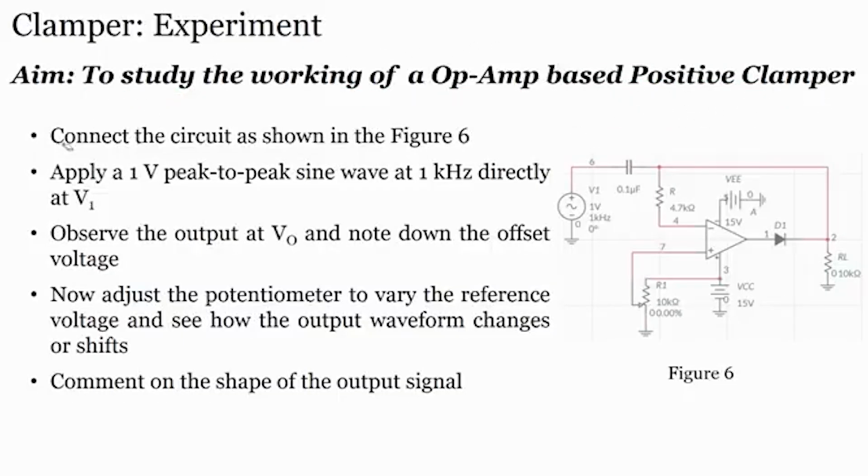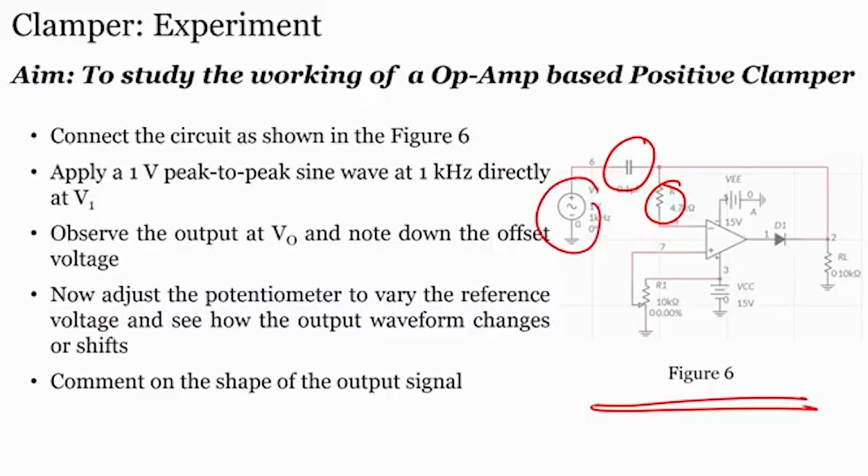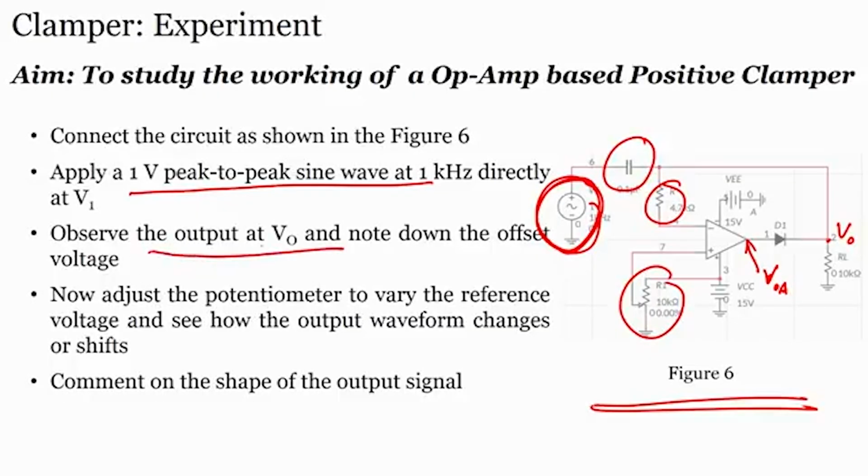To understand the positive and negative clamping, the first thing that we have to do is to connect the circuit as shown in the figure. This is the same figure that we used previously. There is a capacitor, there is a resistor that will protect the op amp from the sudden discharge or surge of the capacitor. Here we will apply the input signal, here we have the reference voltage, here is our VOA, and here is our output voltage VO, right, and then we have seen how the circuit will operate.